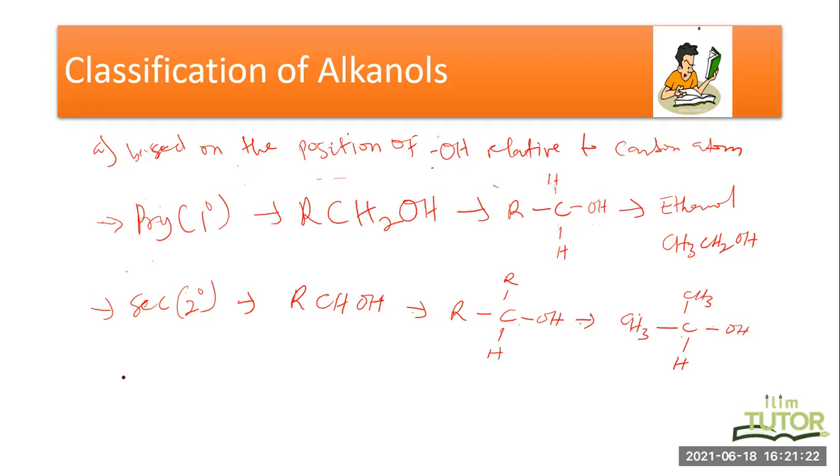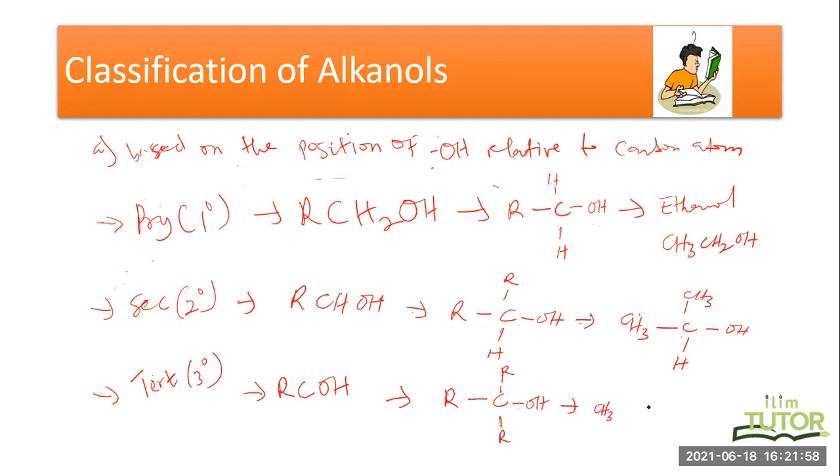I could also have a third one, which we call tertiary, or 3rd degree. This happens when the OH is attached to a carbon that has no hydrogen atom. So basically, I have an alkyl group, another alkyl group, another alkyl group, and then OH. I could have a CH3 here, and it could be more than CH3; these are just for illustration.